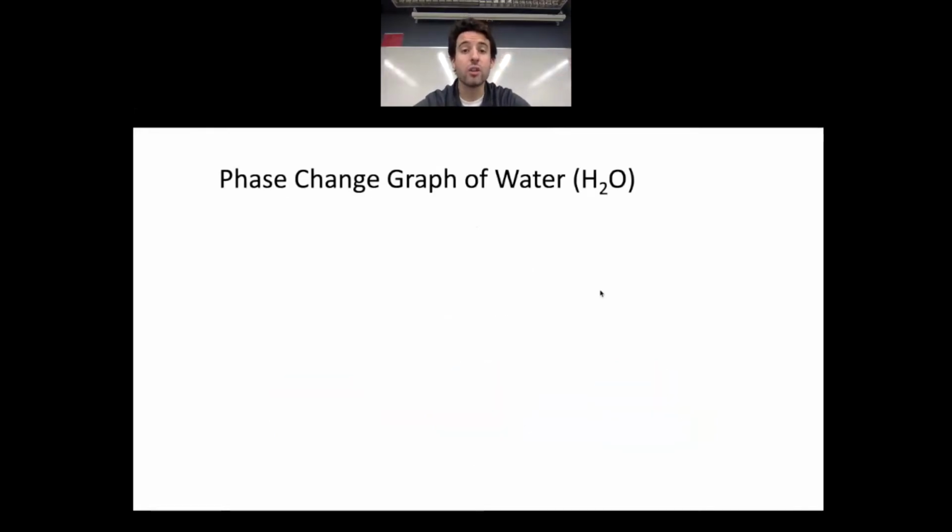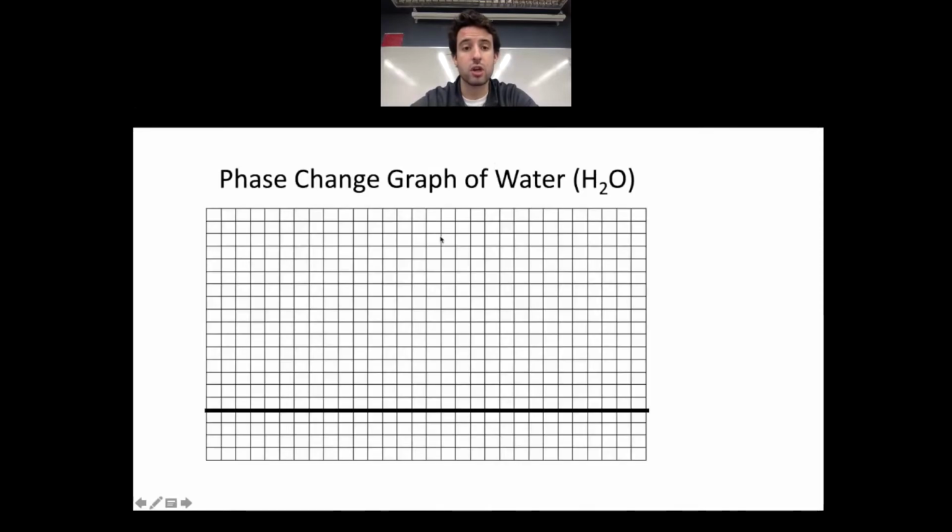Okay, so the other thing I wanted to talk about is the phase change graph of water, just to show you some interesting things about what happens when chemicals undergo phase changes. So this is true for water. It's also true for any other chemical that you're working with. So here is our graph. Whoa, bam, there it is.